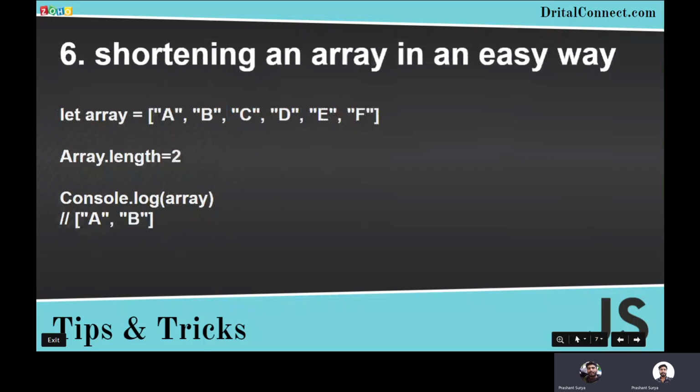Now come to the next one, truncating an array in an easy way. How can you easily cut your array? Let's say this is an array. You set array.length equal to 2. Now the length of the array will be 2. That means A and B will be retained, and the rest, C, D, E, F, will be deleted. So you will get your new array as A, B.